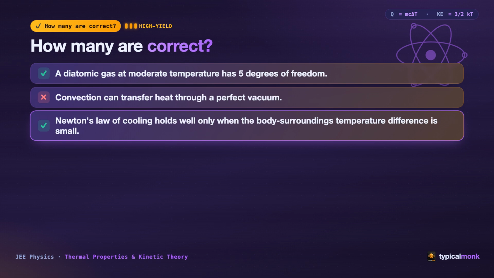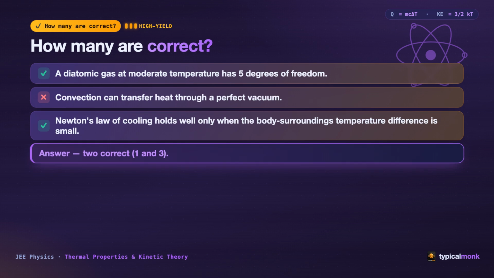Statement 3. Newton's law of cooling holds well only when the temperature difference between the body and its surroundings is small. So, how many are correct? Two statements, the first and the third. A diatomic gas truly has 5 degrees of freedom, and Newton's law only works well for a small temperature difference. But the second one fails. Convection always needs a moving fluid and cannot work in a vacuum. Two correct, and the middle one is the trap.